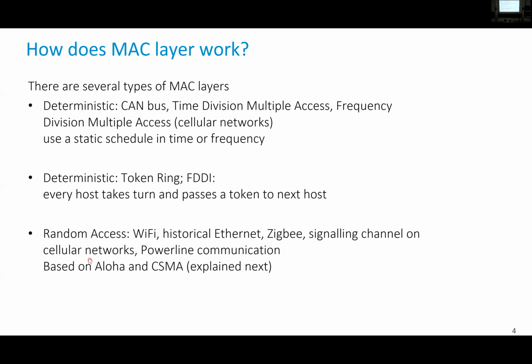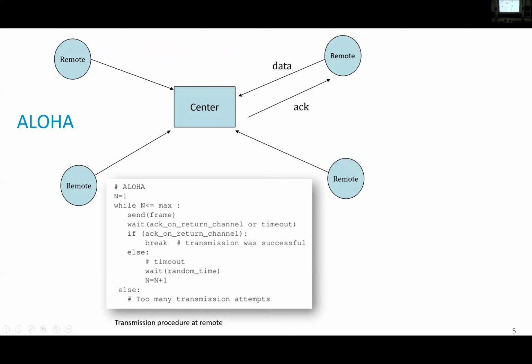And there's a radically different set of mechanisms which are based on random access. Randomization is a mechanism for solving distributed problems that are hard, if you're willing to pay some performance penalty. And this is exactly what we will see in the coming slides. This is what Wi-Fi, old-style Ethernet, power line communications, and many systems are based on. So let's say a few words about random access methods.